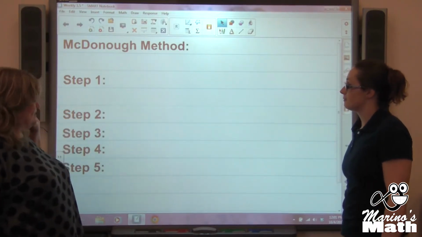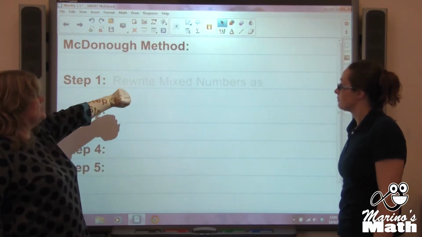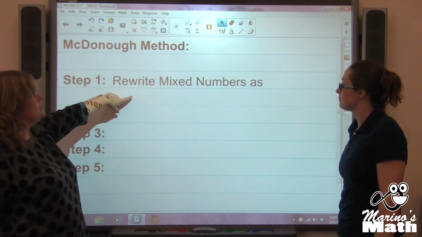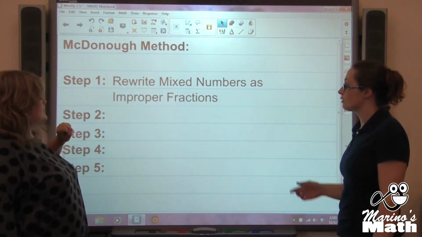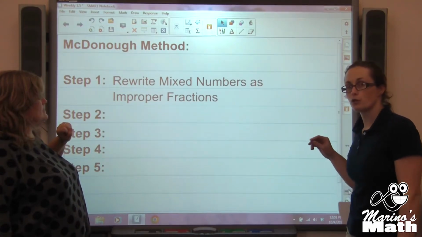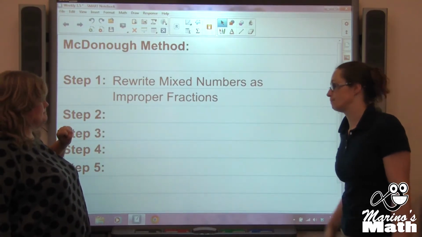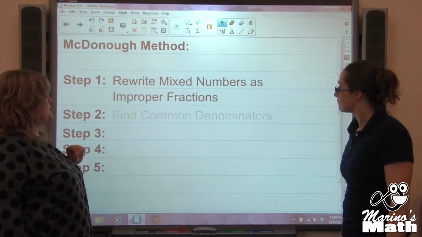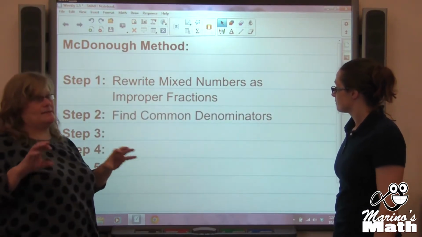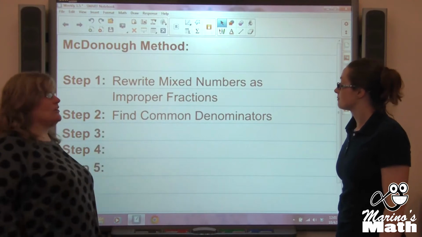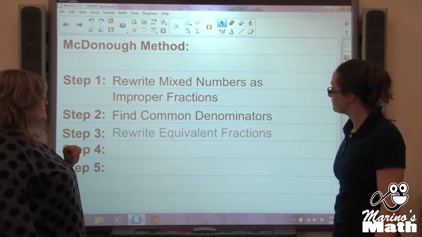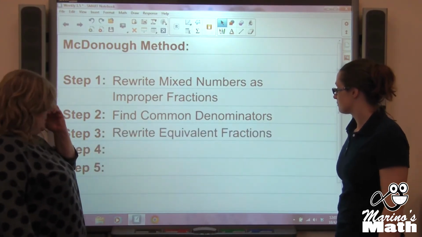In my method, there are 5 steps, and the first step is to rewrite the mixed numbers as improper fractions. And we learned how to do that in the first video, 1.1, if you don't remember. And then after we do that, we're going to make sure they have common denominators, because remember, you can only add and subtract fractions if the denominators are the same.